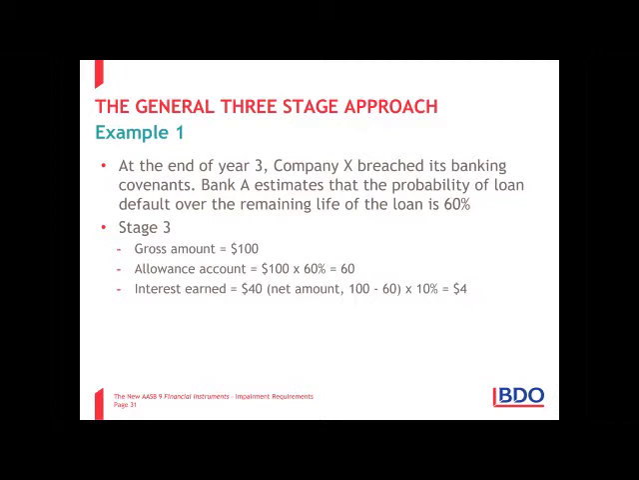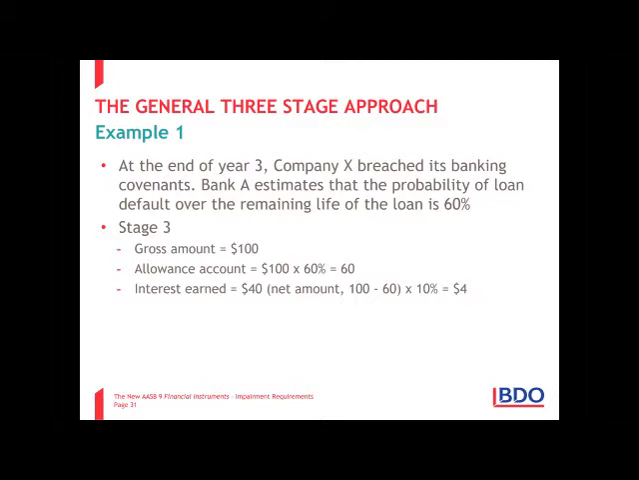The gross amount is 100. The allowance account should now be 60% of the 100. Remember, at the end of the previous year, it was already at 35. And then the interest earned, and this is the big issue in stage 3, would now be calculated based on the net amount.